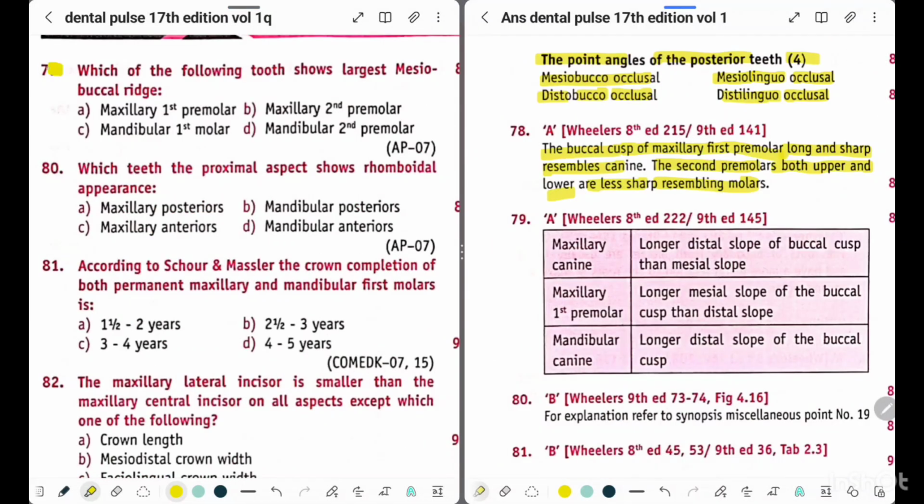Now question 79. Which of the following tooth shows largest mesiobuccal ridge? So its answer is maxillary first premolar. The explanation is that maxillary canine contains longer distal slope of buccal cusp than mesial slope. Maxillary first premolar has longer mesial slope of the buccal cusp than distal slope, and mandibular canine has longer distal slope of the buccal cusp.